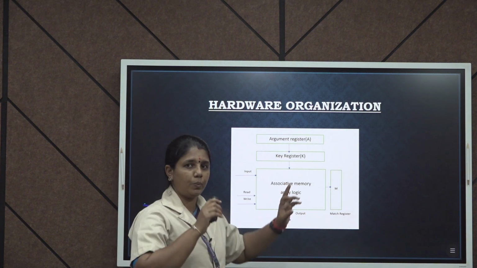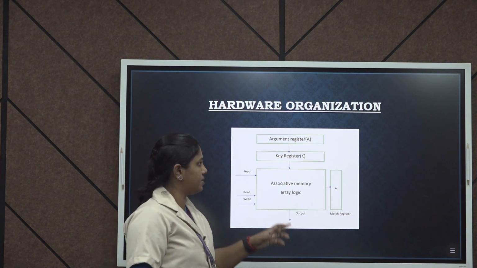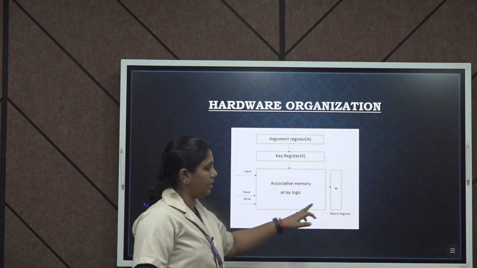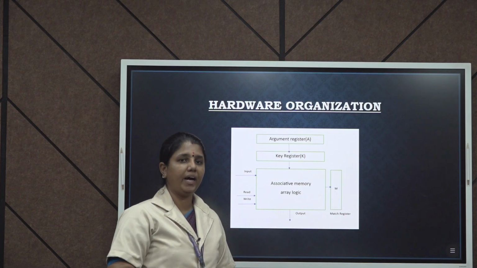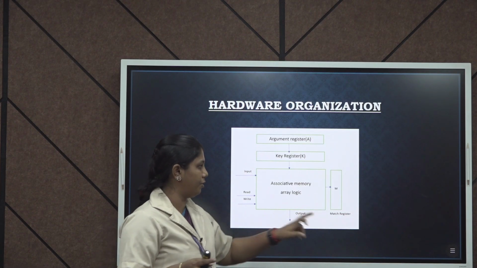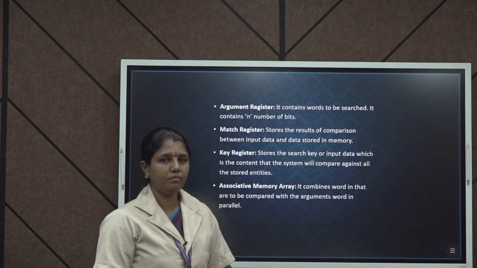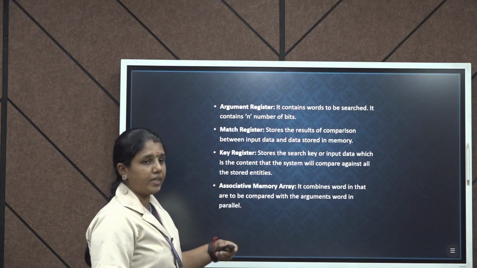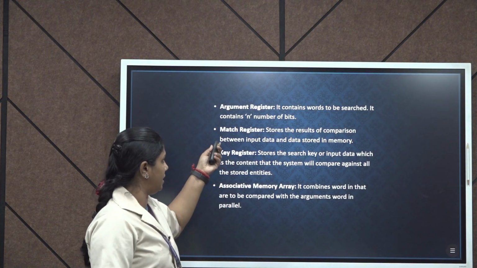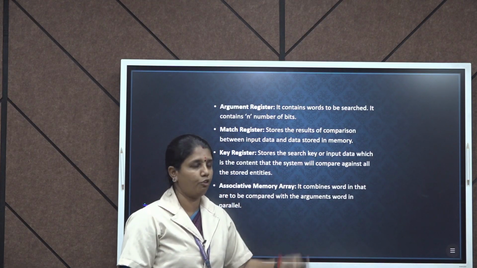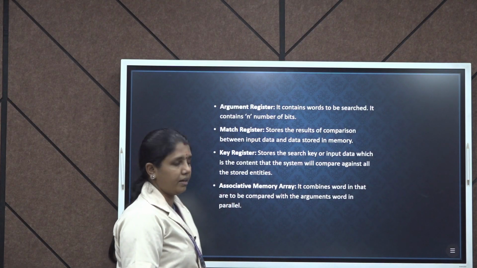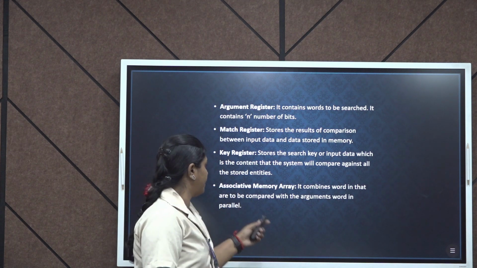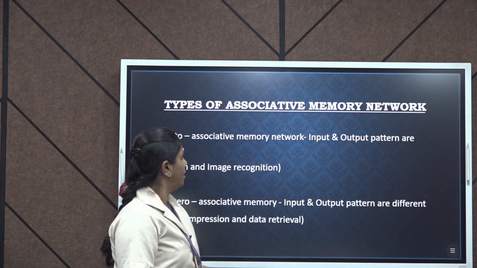Using the key register we search the words, and after searching, the associative memory works on it. The words will be compared with the database and retrieved from the match register. These are the terms that I have already explained: the argument register is n number of bits, the match register will compare the words, and the key register will search the key of the input data. Associative memory is nothing but a comparison with the argument word.